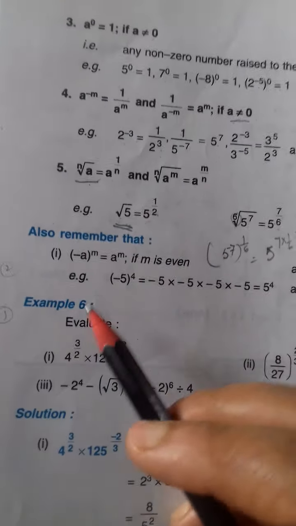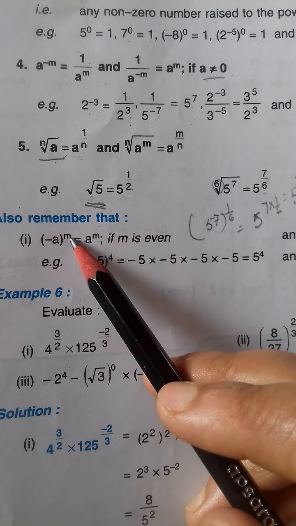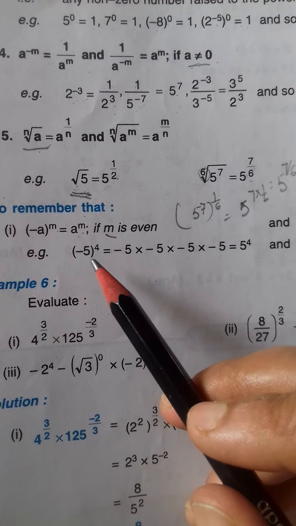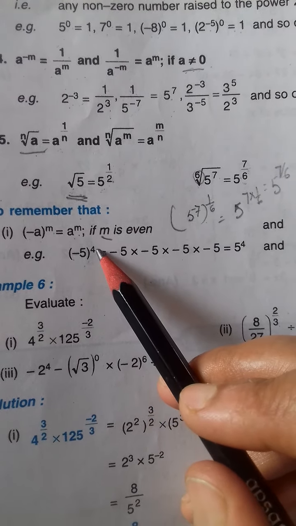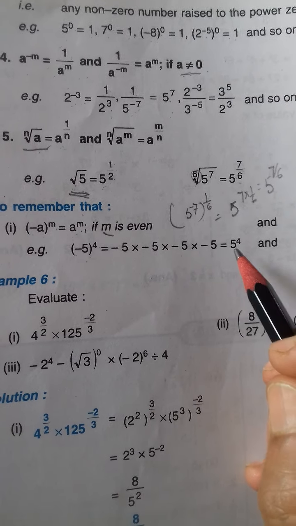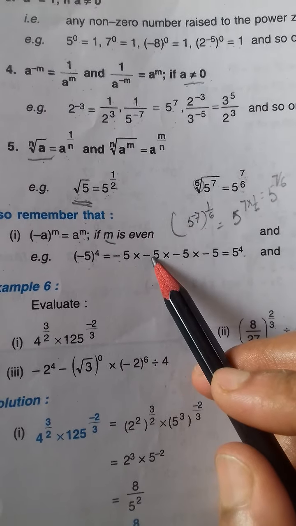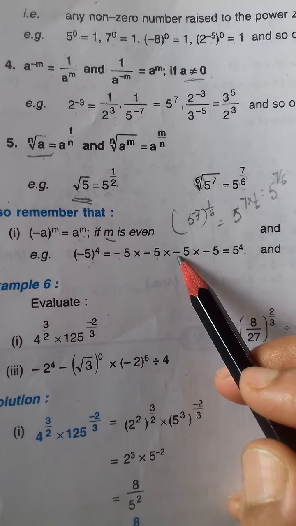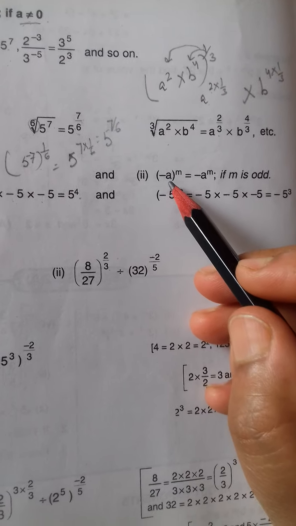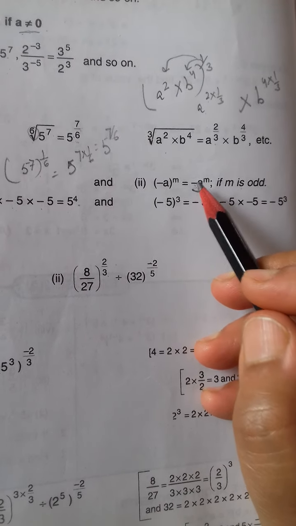Got it, class? Now, also remember, children, that minus a to the power m will give you positive a to the power m if m is even. Suppose minus 5 is there and its power is 4. So when you open the bracket, the answer will come 5 to the power 4. This minus sign will not be there. Why? Because minus plus, plus minus minus, and minus plus. Now here again, if the power is odd, in that case the output will be negative.